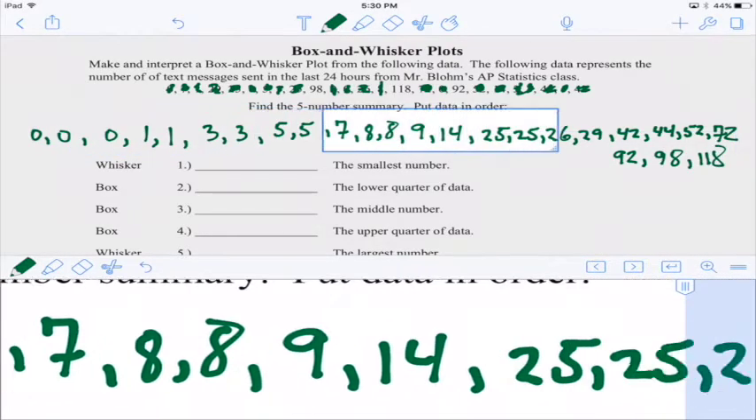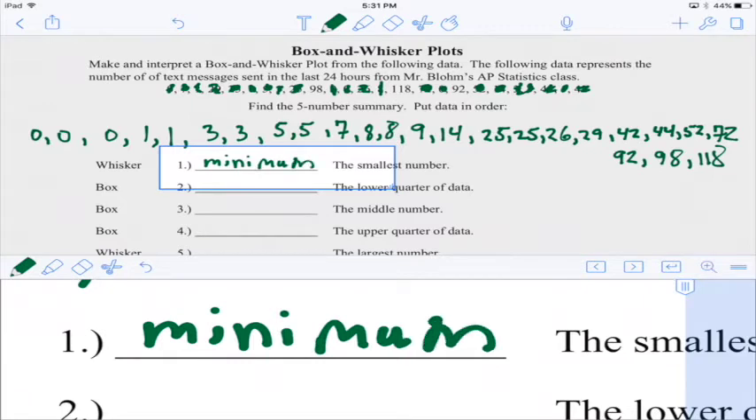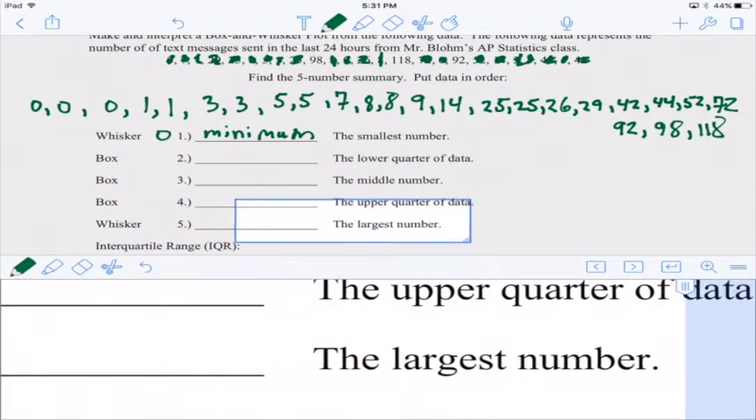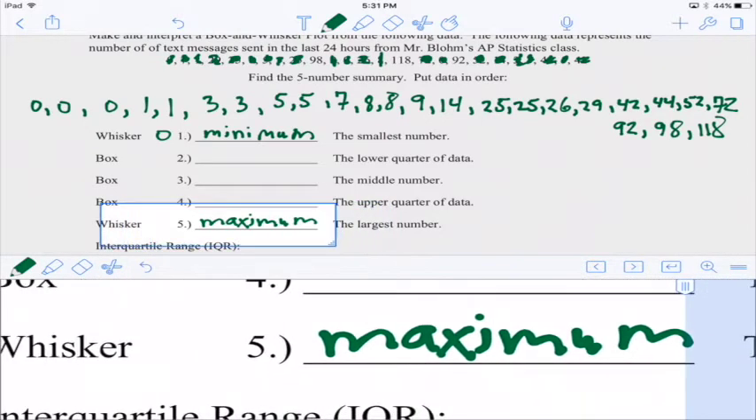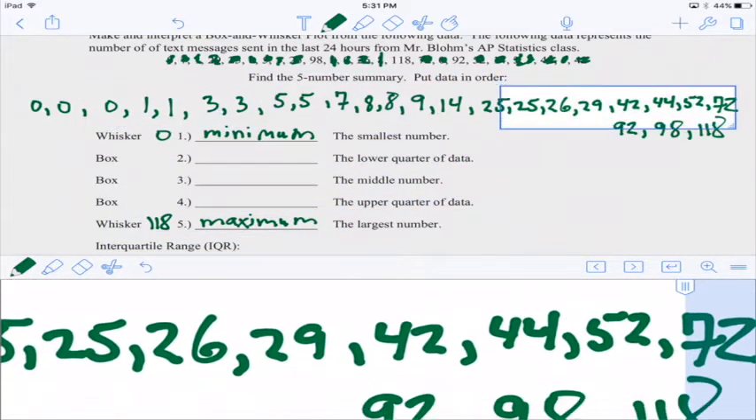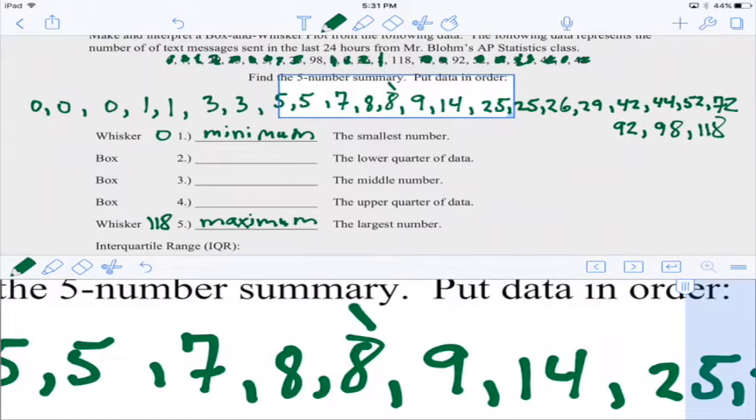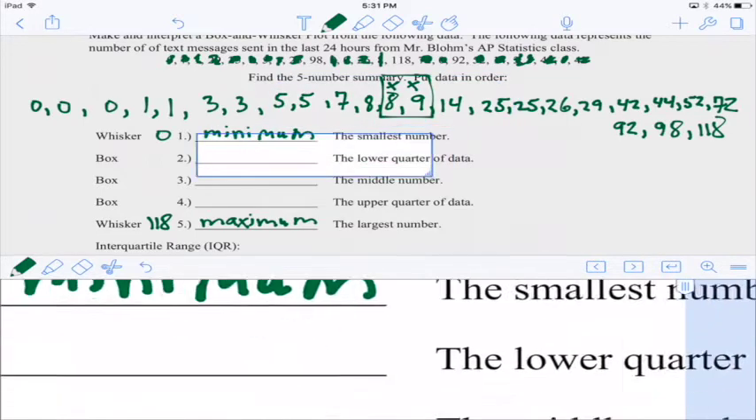All right, so now that my data is all in order, I'm going to start off with my whiskers. I have the smallest number, the minimum, which is 0. I have my maximum as well, which is my other whisker. My maximum was 118. And I have 26 different data points. So what I need is the middle 2 numbers because it's even. So that's at 13. So the 13th and the 14th are my middle 2 numbers, and that's going to help me find my median.